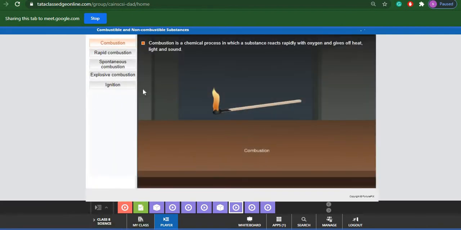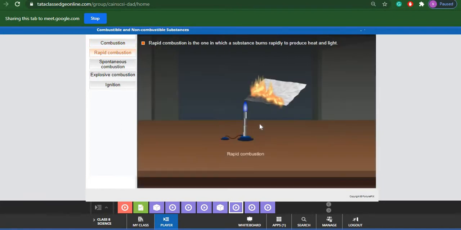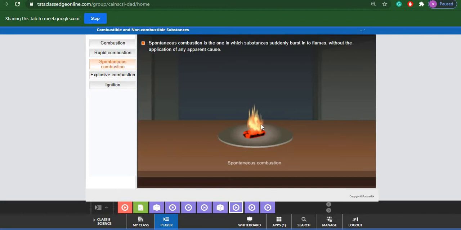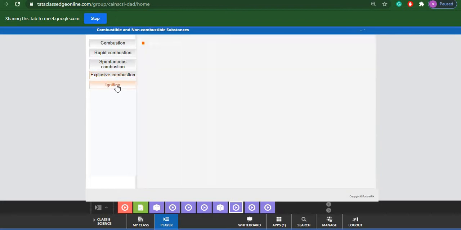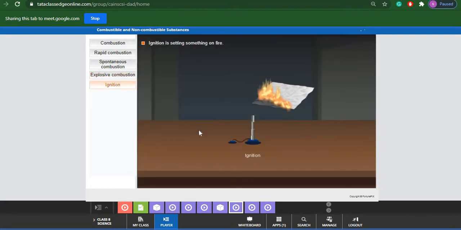So the definition is here, you can see. This is the example of rapid combustion, spontaneous combustion, and basically in the spontaneous case, white phosphorus is an example of spontaneous combustion, and ignition temperature is very important.